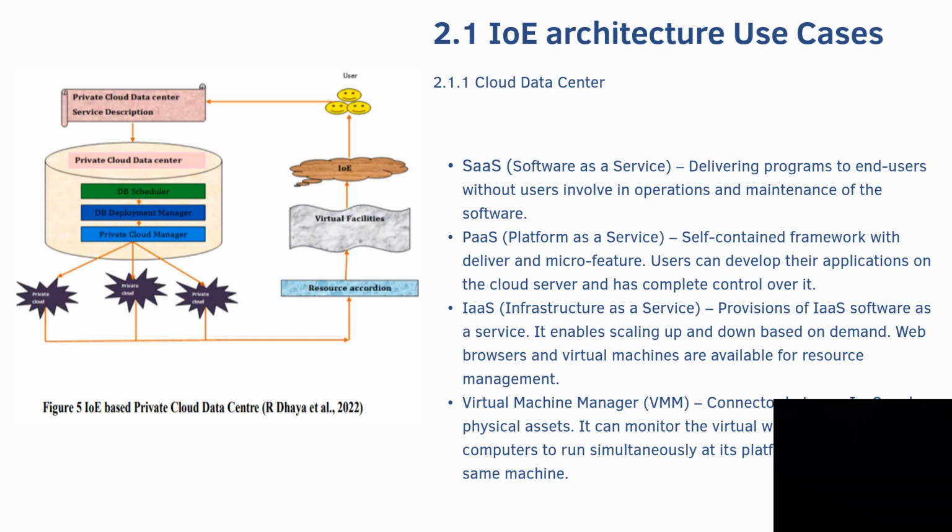SaaS can be referred to as delivery of programs to end users, software as a service, without the user being involved in operation and maintenance of the software. PaaS, platform as a service, is a self-contained framework with micro features. Users can develop their applications on the cloud servers and have complete control over them. IaaS, infrastructure as a service, is a provision of infrastructure. It can enable scaling up and down based on demand, with web browsers and virtual machines available for resource management. The VMM connects physical assets. It can monitor all the virtual machines, and the computers can run simultaneously on this platform.